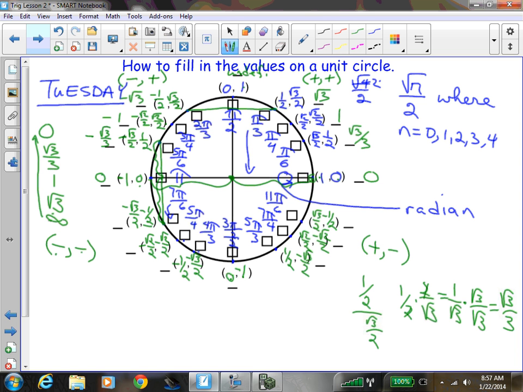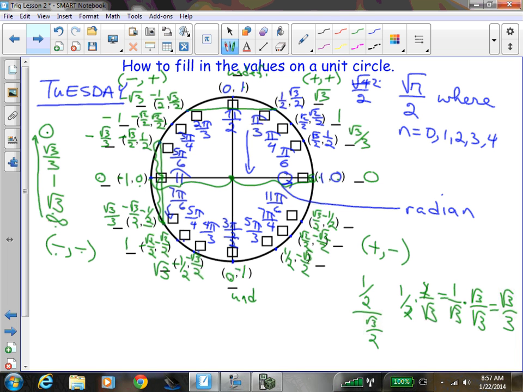All right, now, this will continue. In the third quadrant, you've got a negative divided by a negative, which will be positive, so we're going to get these numbers working back up this way. So that's 0. This will be square root of 3 over 3. This will be 1. This will be square root of 3. This will be undefined.